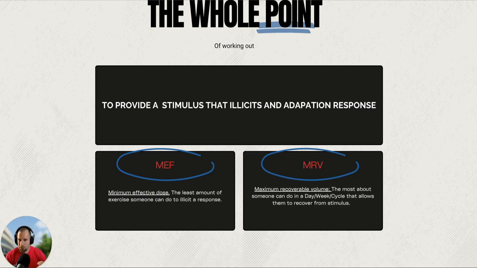And that's why we have these two terms at the bottom, the minimum effective dose and the maximum recoverable volume. The minimum effective dose is the least amount that we can do, but still get that response. The fitter you get, the higher that minimum effective dose has to be. Think of it as the better squatter you are, the heavier the bar has to be in order to actually give you some soreness or that adaptation response.